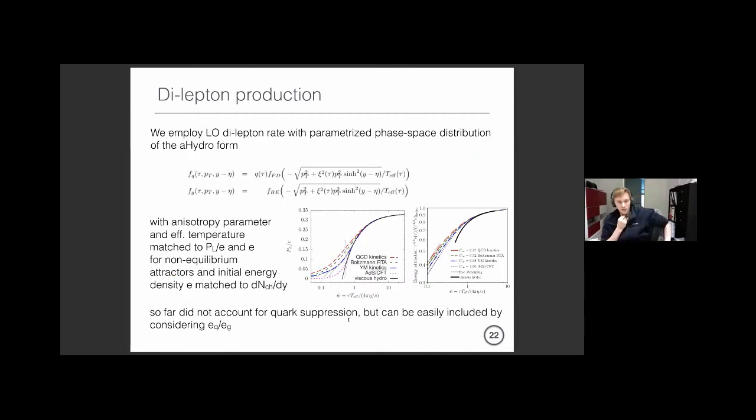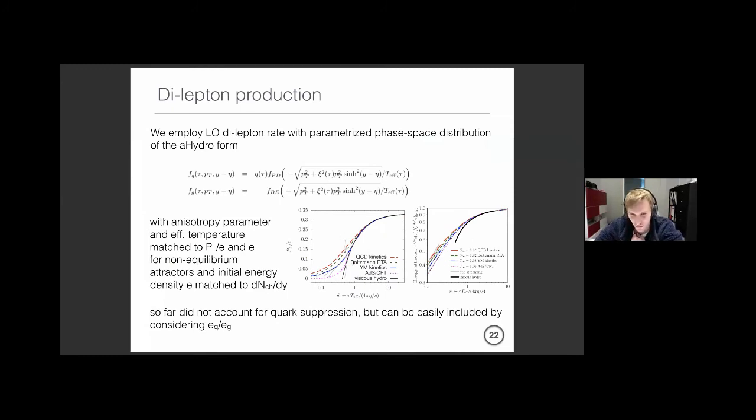So we started to look at this a little bit, and again we wanted to exploit these insights on the attractors. We came up with a simple procedure where we parameterize the quark and the gluon distributions by taking into account an anisotropy and an effective temperature, and potentially also a suppression of the quarks at early times. And then we simply match these parameters, psi, which is the anisotropy parameter, and the effective temperature to these attractor curves. The anisotropy parameter can be matched to the longitudinal pressure to energy density, and the effective temperature can be matched to the evolution of the energy density for these non-equilibrium attractors.